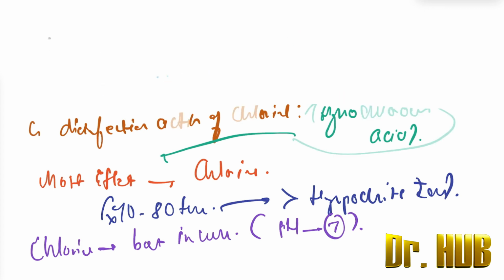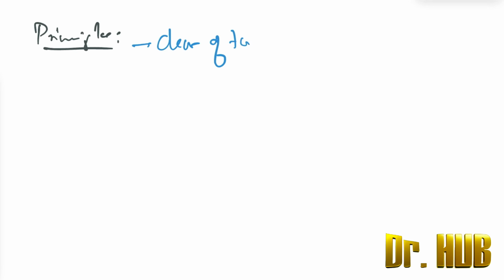Now let's dive into the principles of chlorination. The first principle is that the water to be disinfected must be clear of turbidity, because turbidity impedes efficient chlorination.